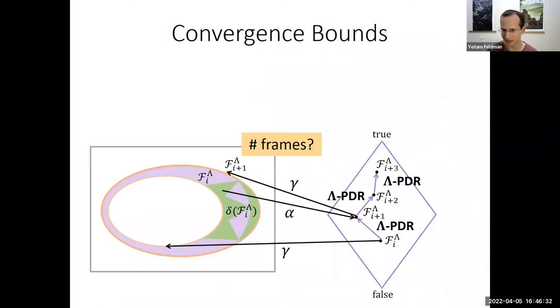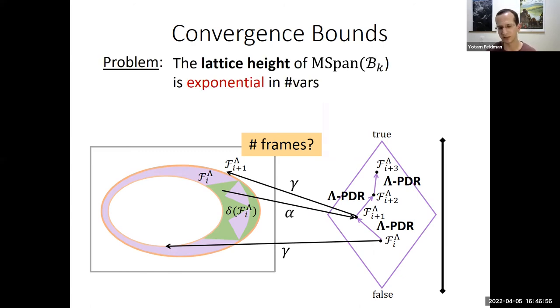Okay, so we know that Lambda PDR performs some form of abstract interpretation in the monotone span domain. And now the question I think is really interesting and important is how many iterations are actually going to be required for Lambda PDR before it converges? How many iterations are required to arrive at an invariant in this abstract domain? So the usual answers to such questions in abstract interpretations are concerned with properties of the abstract domain and saying that it's impossible to traverse the abstract domain in too long a path. But unfortunately, in this case, the monotone span always has an exponential lattice height. So there are always programs where the monotone span domain is inefficient and Lambda PDR would require an exponential number of iterations to converge.